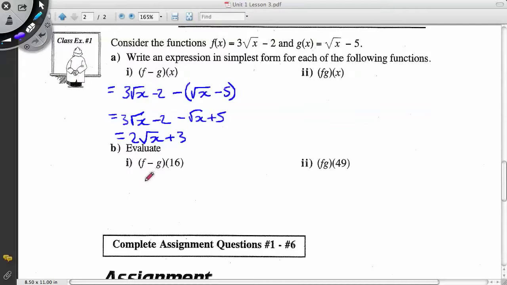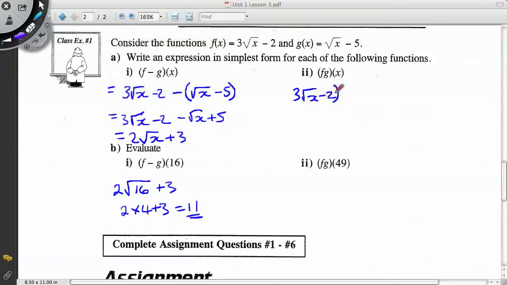So let's do part B right away here. If we use this expression here and plug in 16 for x, we can see we'll get 2 root of 16 plus 3, and that's basically 2 times 4 plus 3. 8 plus 3 is 11. So that's our answer. Up here we're multiplying, so let's use brackets.